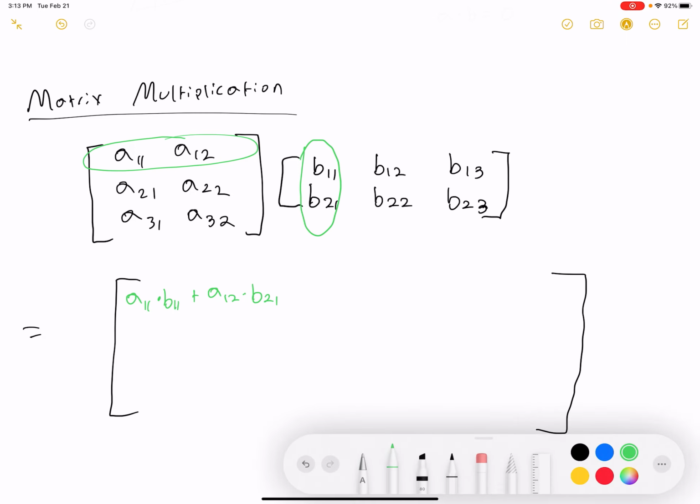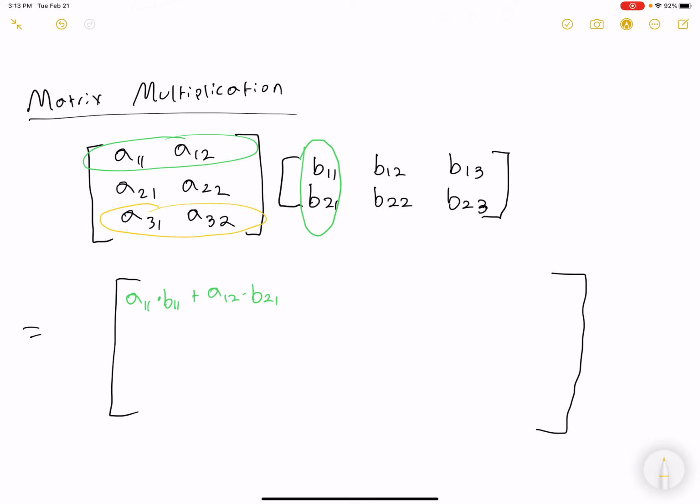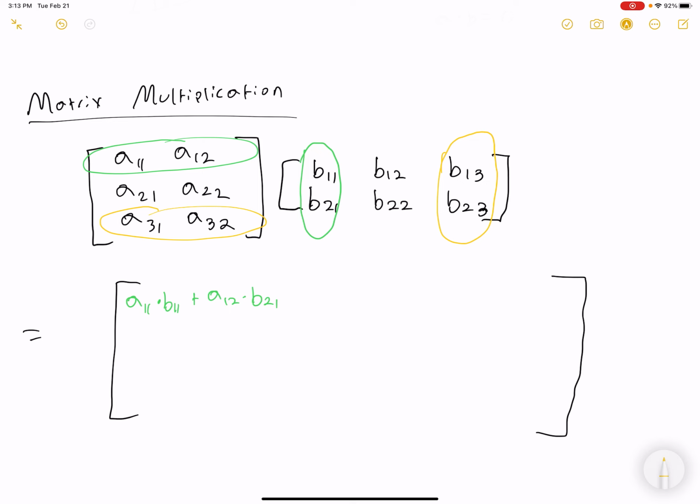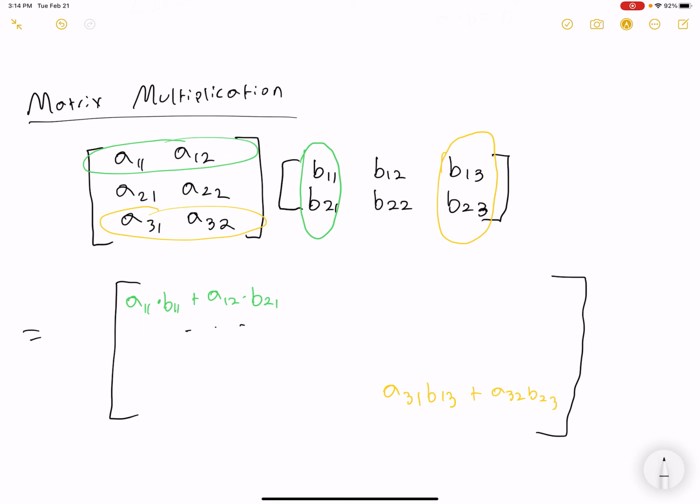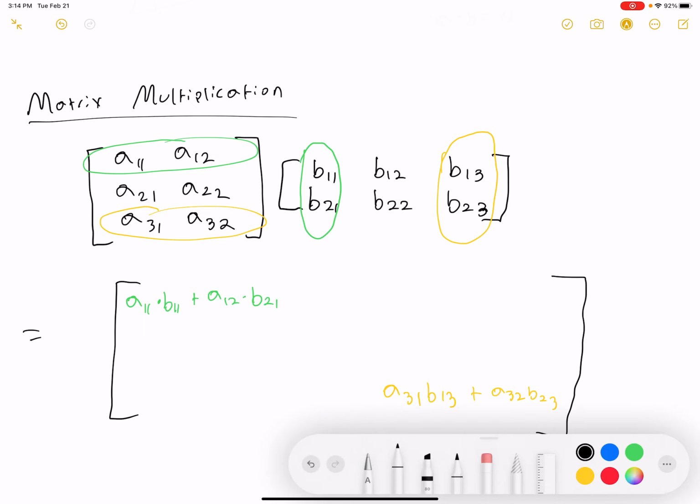And we do something similar. Let's just look at one more example. If we wanted this position, which would be the bottom right position, because it's where the row of matrix A intersects with the column of matrix B, that would be A31 times B13 plus A32 times B23, and etc. for the other parts of the matrix.